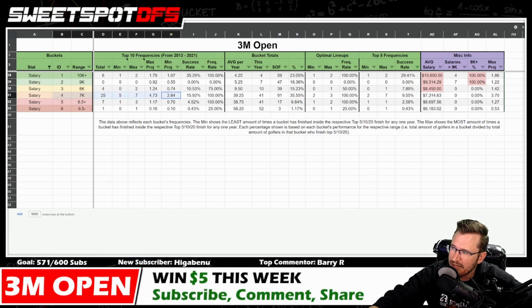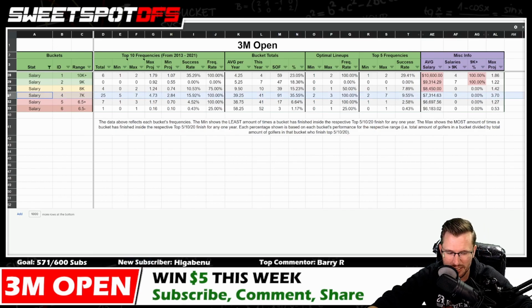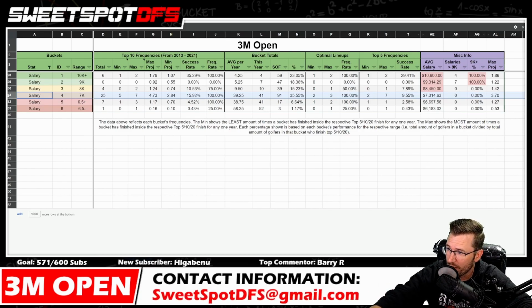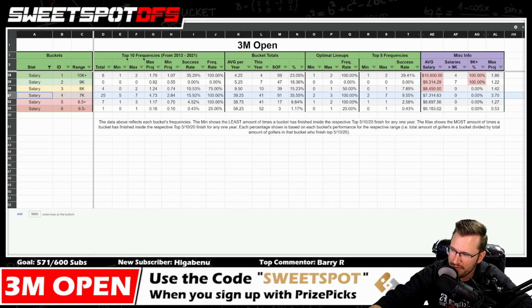But this 7K range, the 7Ks dominate the 3M Open. We have 41 golfers in that bucket this year, where we normally see around 39. 2 to 5 is the projection. So that's the dominant bucket out of all of them in the salaries, or I should say that's the dominant bucket for the salary stat. I don't think you have to worry about playing a 7K golfer. You're just naturally going to do so regardless.